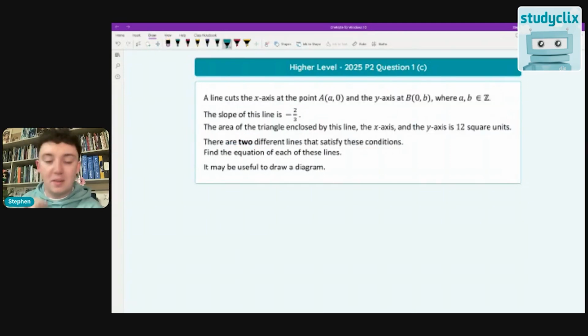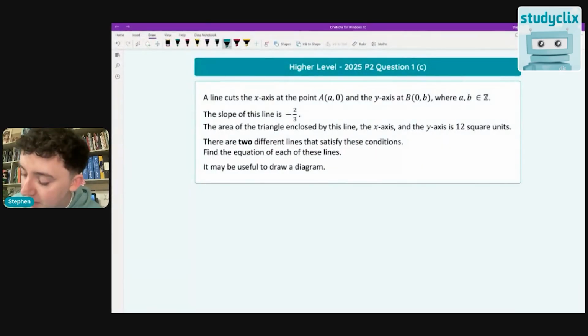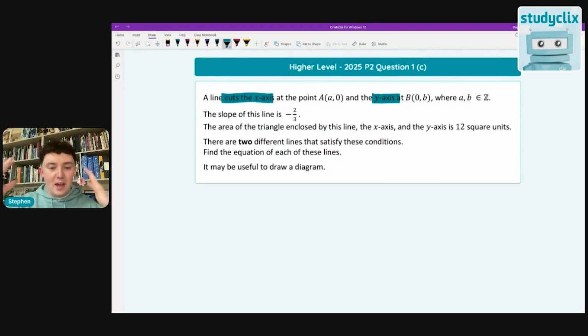So I'd be saying to myself, okay, the first line there, a line cuts the x-axis at the point A0. So I'm saying we cut the x-axis, that's important. The next point I'm saying I cut the y-axis at the point 0B. So I'm focused and saying, okay, I know what this looks like. I'm on the x-axis, I'm on the y-axis. I could perhaps draw a picture from this information.